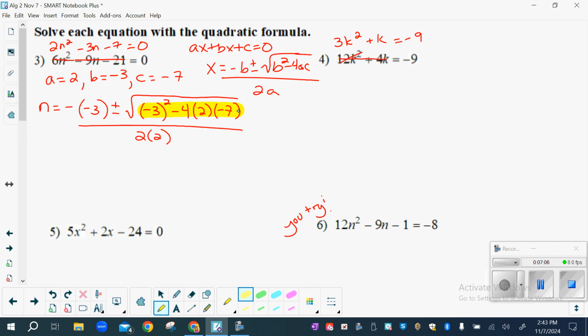So why are you simplifying this? Use your calculator. Get a calculator if you need to, because I don't. You just watching me put it in my calculator doesn't help you. You've got to be able to do it. So I want you to tell me what you get when you simplify this highlighted part here.